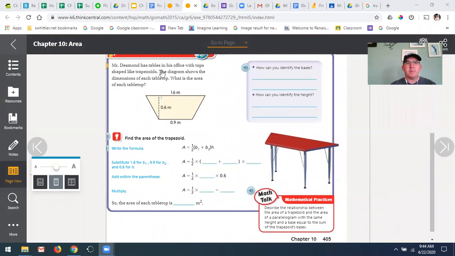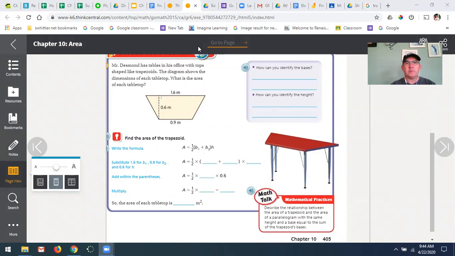Mr. Desmond has tables in his office with tops shaped like trapezoids. The diagram shows the dimensions of each tabletop. What is the area of each tabletop? If we look at these questions here, how can you identify the bases? Again, we're looking for the parallel sides. I see that this is an angle, this is an angle, so those are not parallel because if you continue the lines, they will cross. These two, I see that little 90-degree angle here.